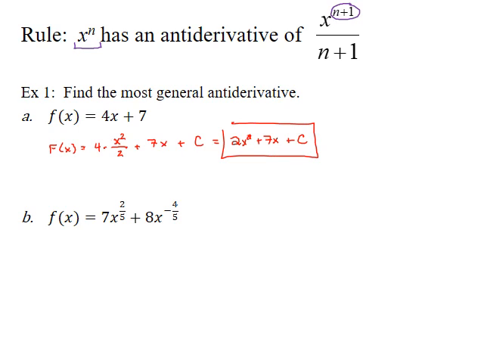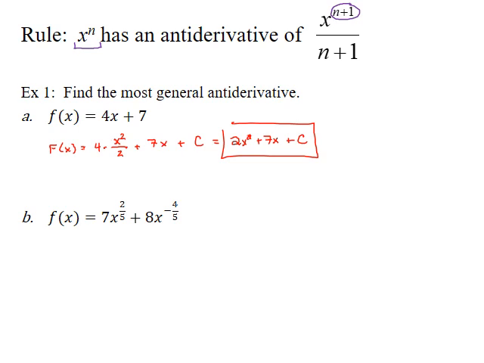This is your antiderivative. And remember, you can always check yourself. If you take the derivative of this function, the derivative of 2x squared is 4x, the derivative of 7x is 7, and the derivative of a constant is 0, so we can always verify our answers. So let's continue on. What if you have fraction exponents?